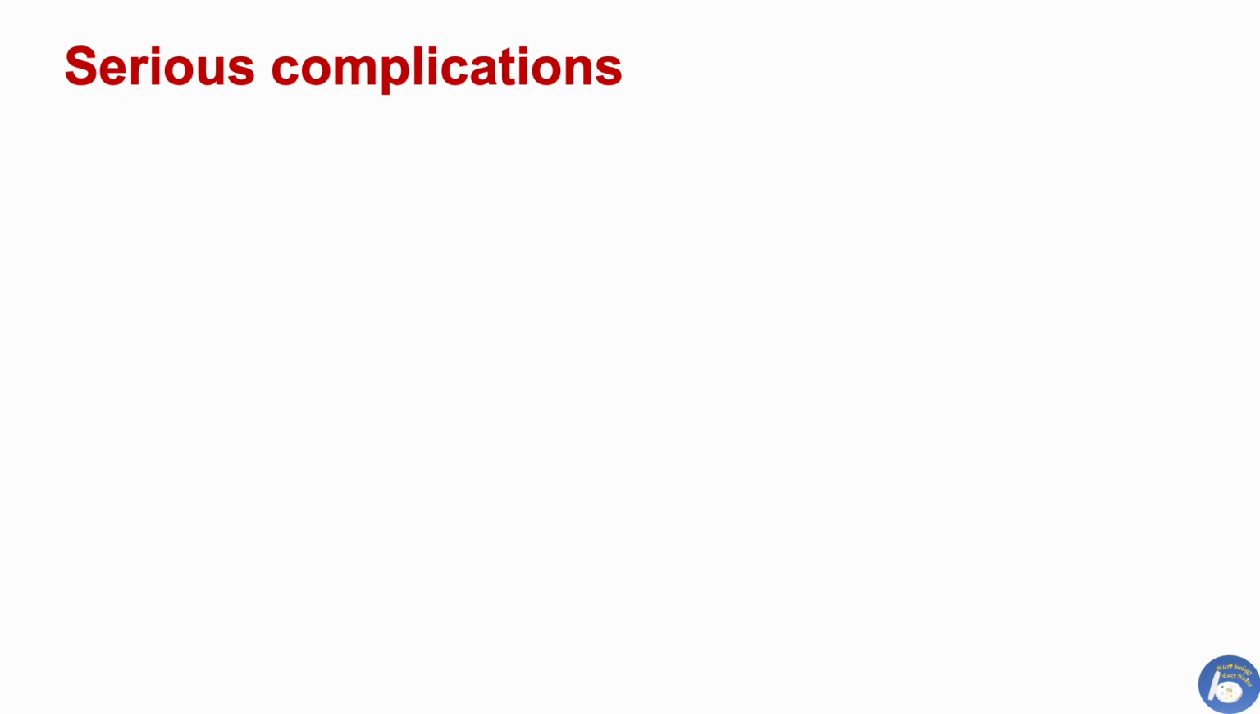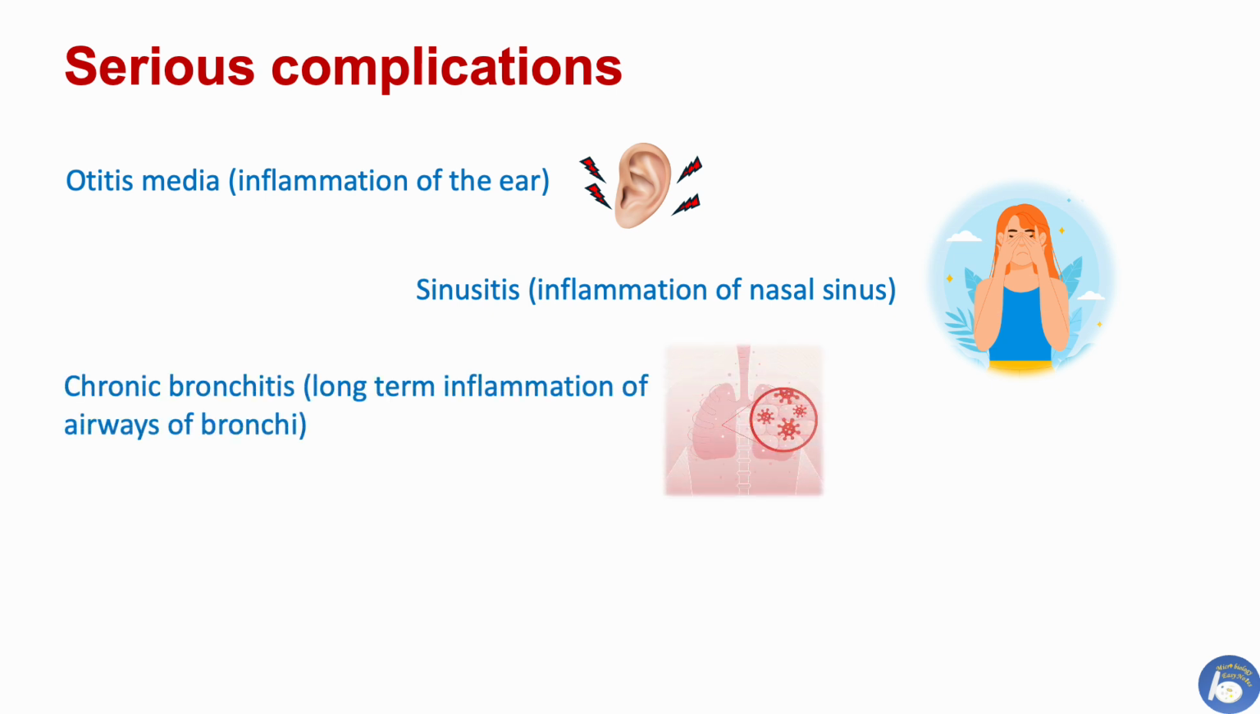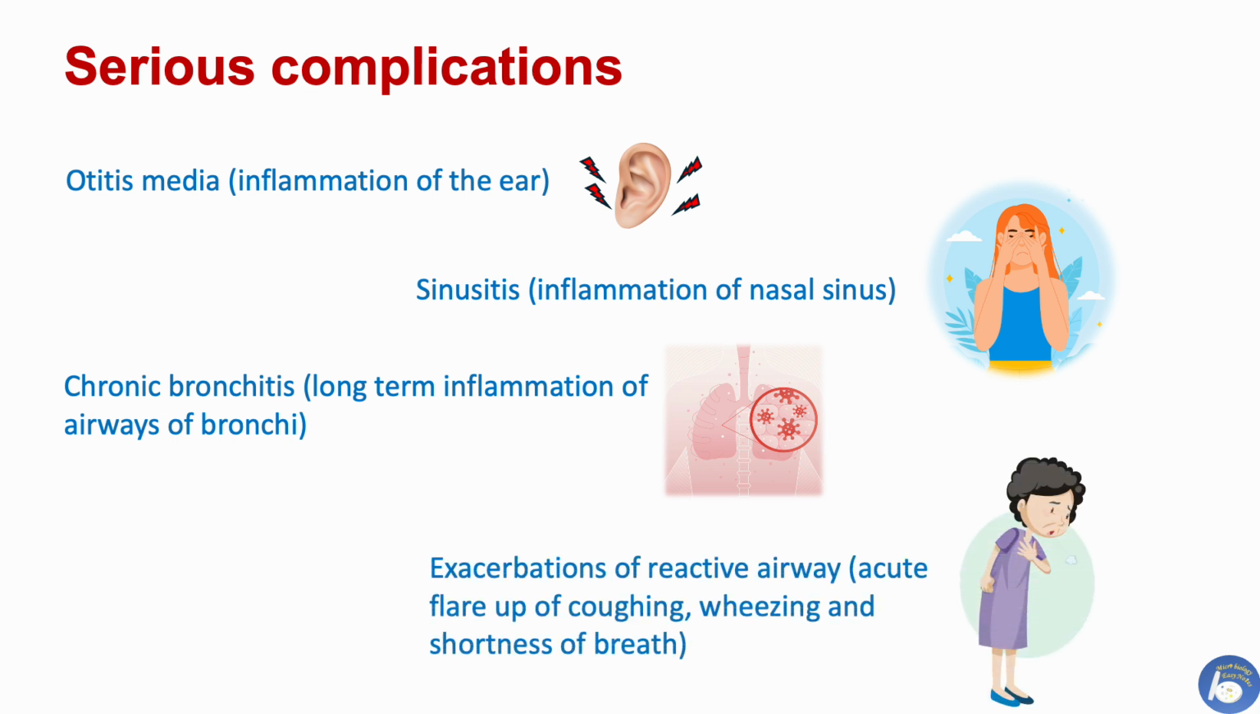But there can be serious complications of common cold also, which are otitis media, the inflammation of the ear, sinusitis, inflammation of the nasal sinus, and chronic bronchitis. It is the long-term inflammation of airways of bronchi, and there can be acute flare-up of coughing, wheezing, and shortness of breath.